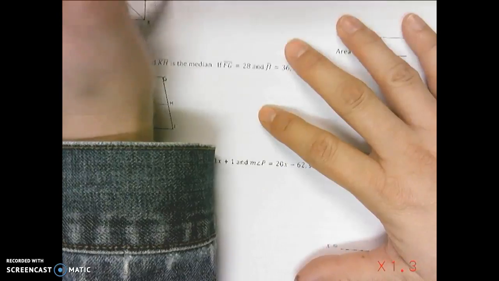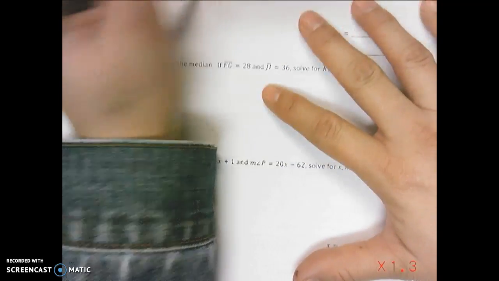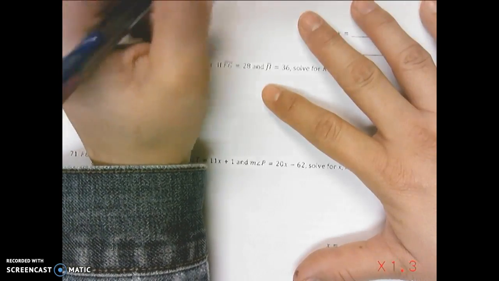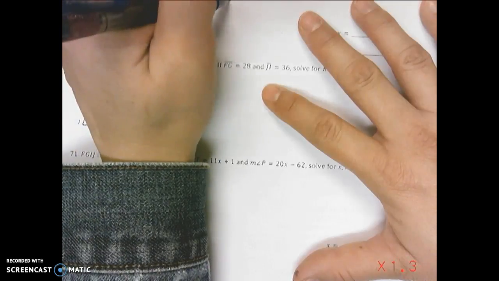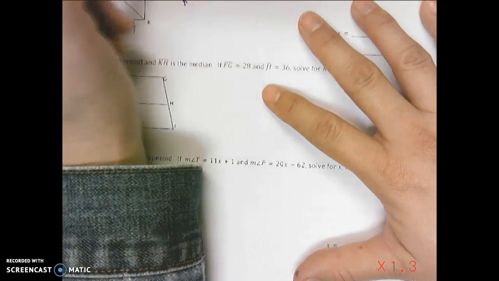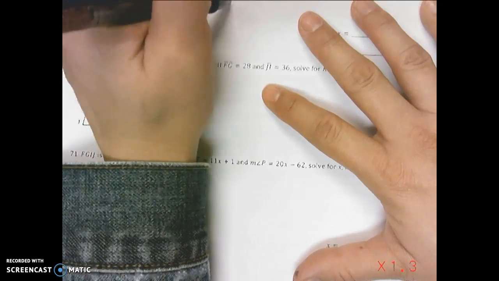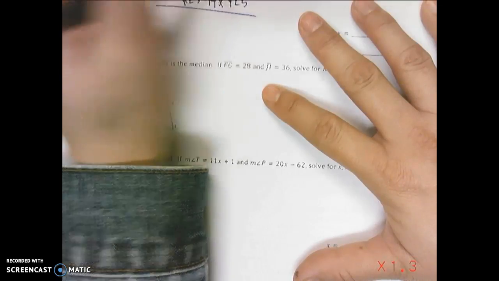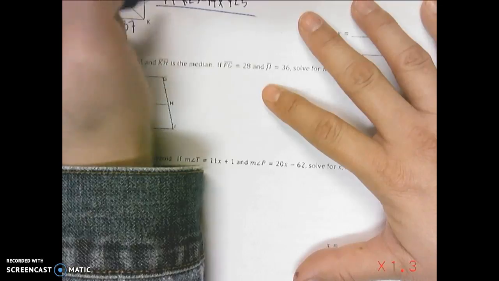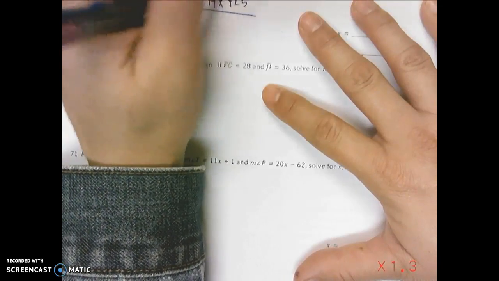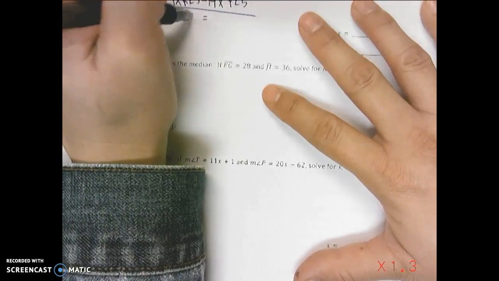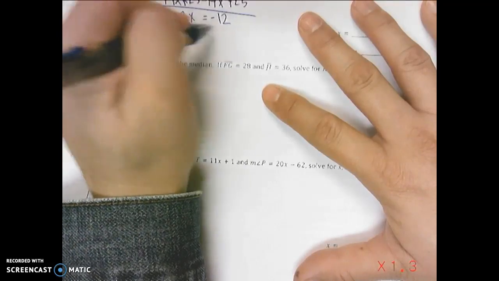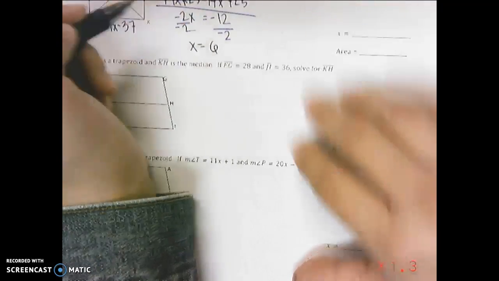So I'm going to set them equal. 12x minus 25 equals 14x minus 37. I'm going to add 25 to both sides, and I'm going to subtract 14x and subtract 14x. I'll end up with negative 2x equals a negative 12. I'll divide by negative 2, divide by negative 2, x equals 6.